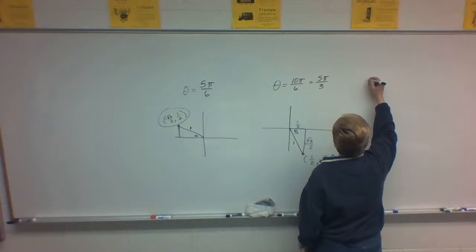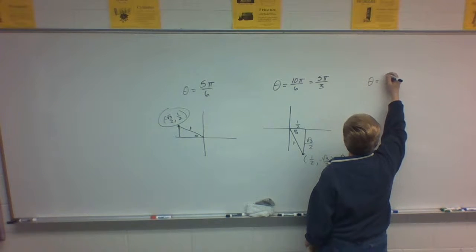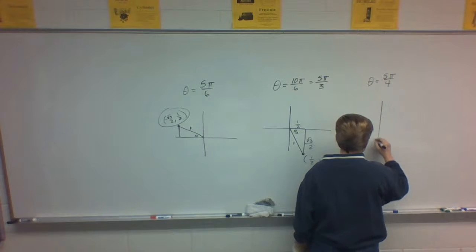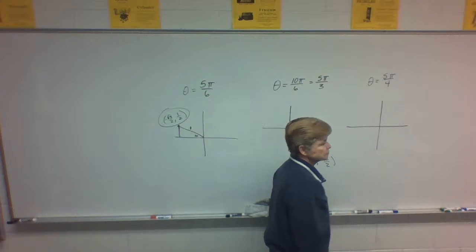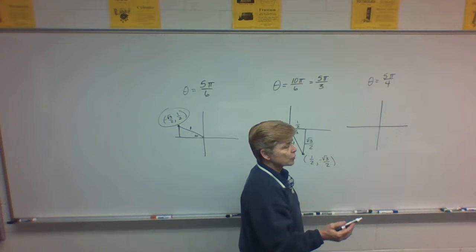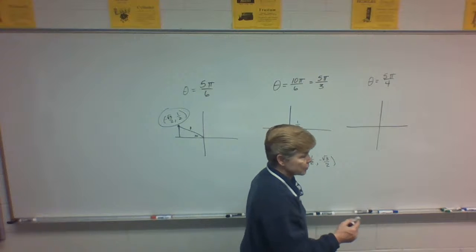What if I told you that theta was 5 pi fourths? Where is that angle? Third quadrant. Think about it. 4 pi fourths would be pi, which is halfway around. You got another pi fourths beyond that. So it's third quadrant with a reference angle of pi fourths.